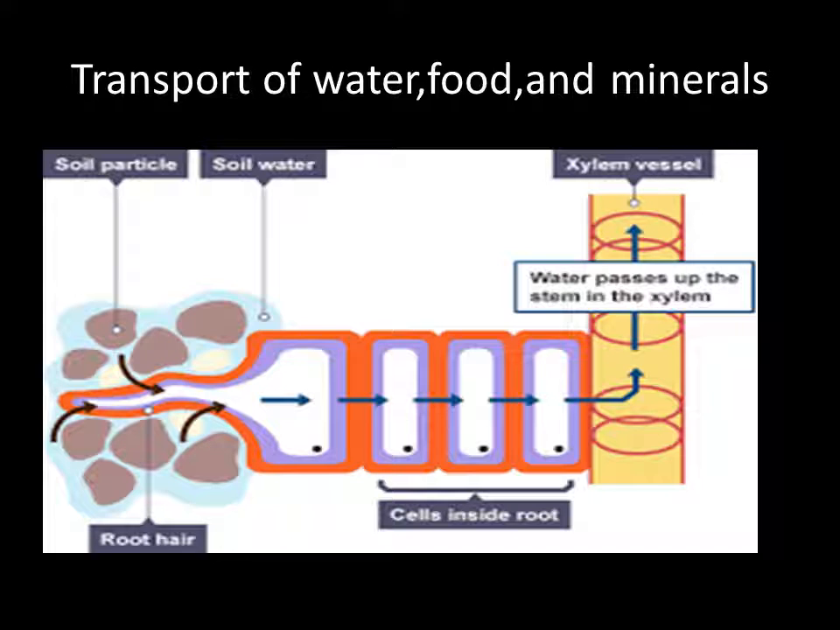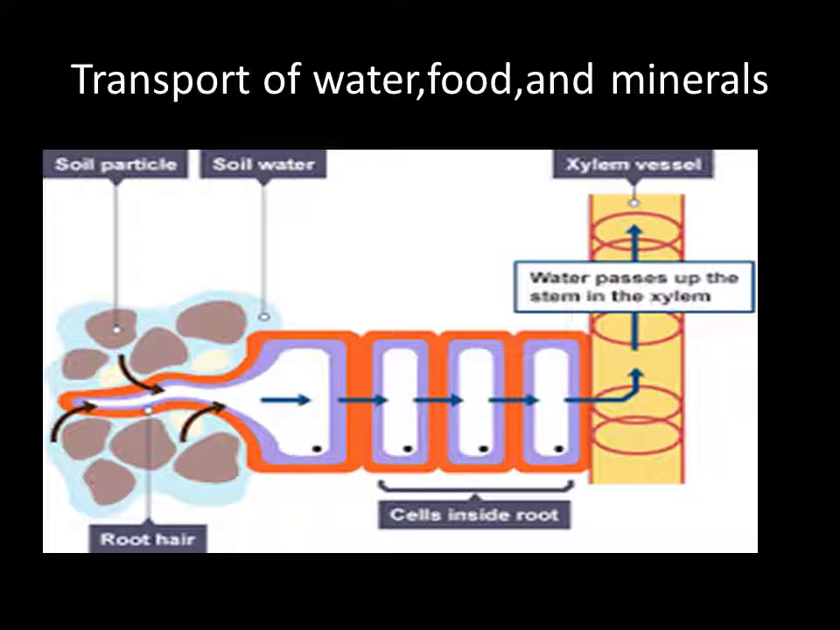The fluid containing water and dissolved nutrients is called sap, and the movement of sap through the xylem is called ascent of sap. So the important things you have to remember here are transpiration, transpiration pull, sap and ascent of sap.